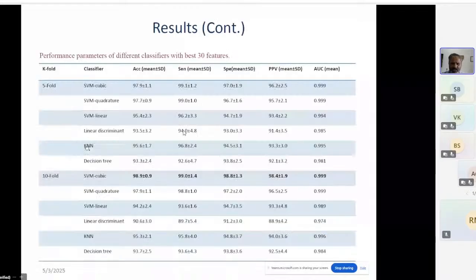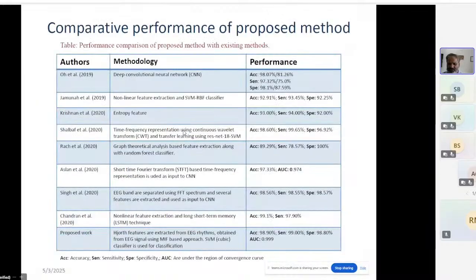And then we applied 5-fold and 10-fold cross validation with the different classifiers, computing accuracy, sensitivity, specificity, positive predictive value, and area under the ROC curve. When you compare all of them, with 10-fold cross validation, SVM with cubic kernel gives you better performance. We have also compared with other existing methods in the literature which have been studied on the same database.